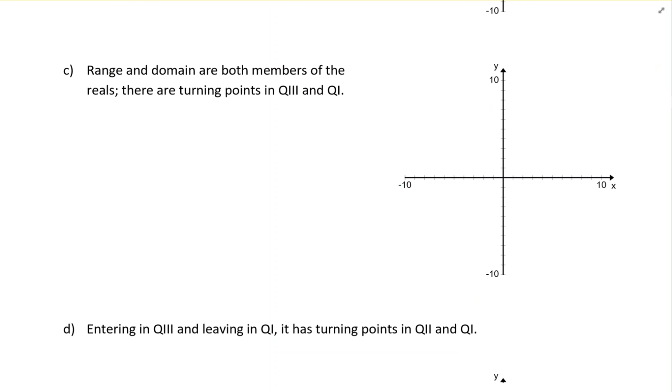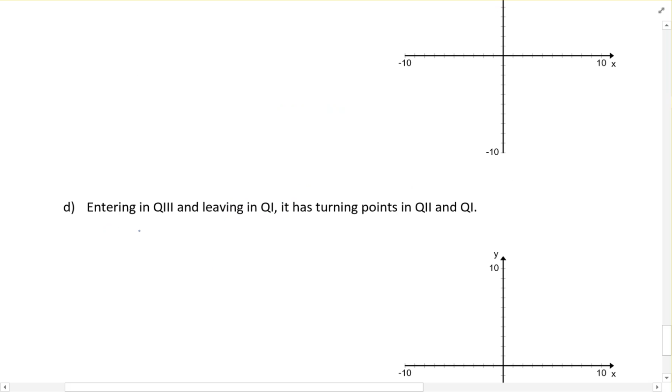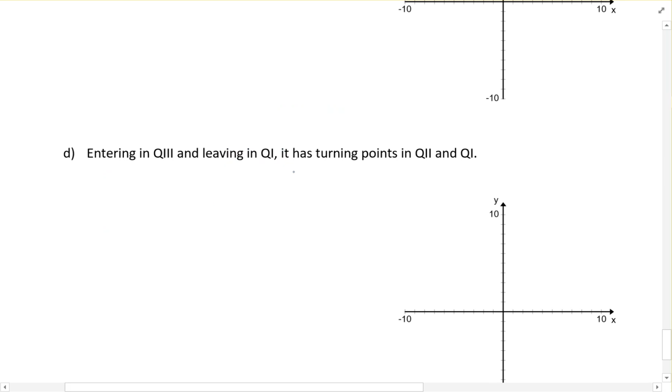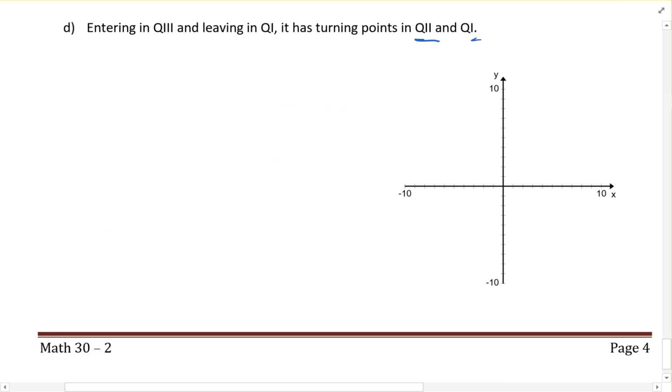Okay, so C: range and domain are both members of the reals. That just means anything. There's no vertex in this. And they have turning points in quadrant 3 and 1. Turning points means something like that. That'd be a turning point, and that'd be a turning point. D: entering quadrant 3 and leaving quadrant 1, and has turning points in 2 and 1. So see if you can answer that one.